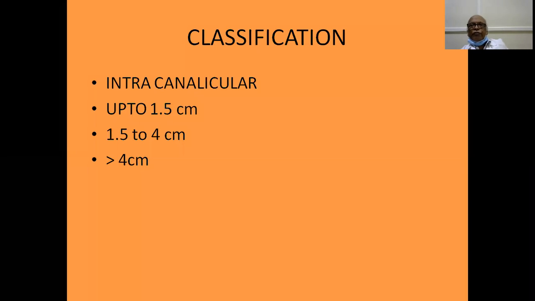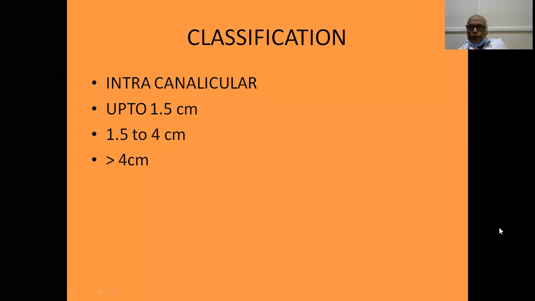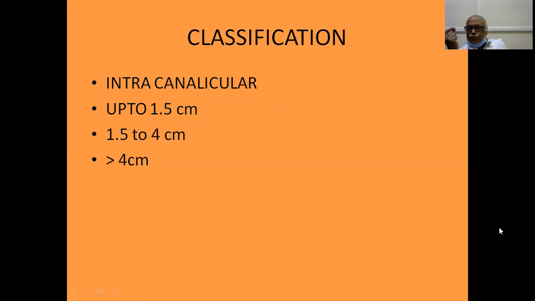Previously, we were never able to diagnose acoustic neuromata unless they were the size of a cricket ball. Now things are different, thanks to the advances in radiology. Now we are able to diagnose even the smallest tumors in the intracanalicular stage itself.